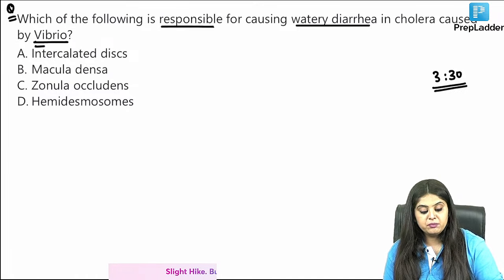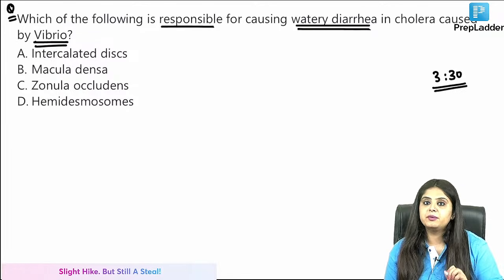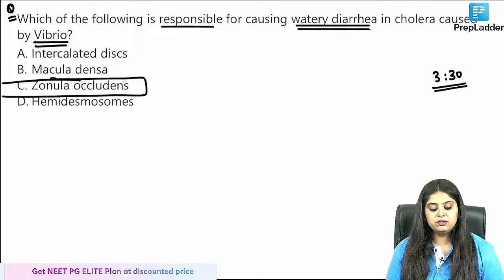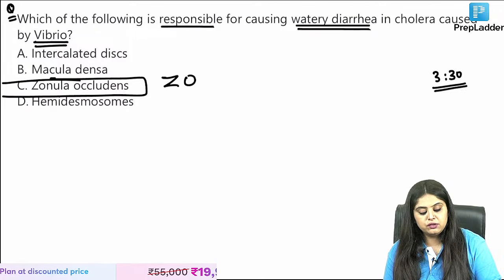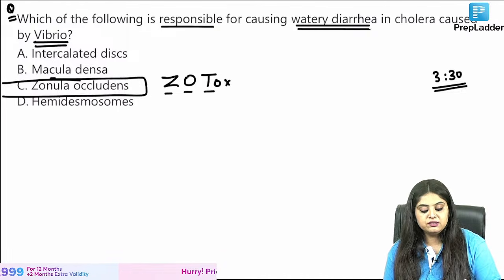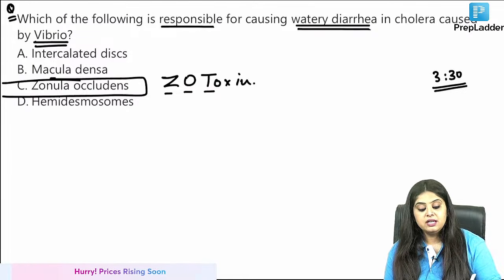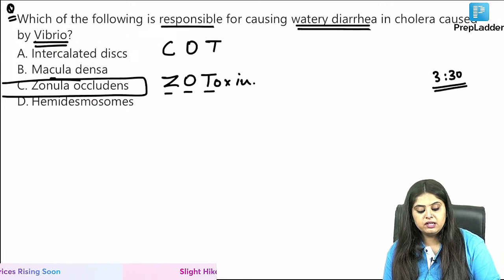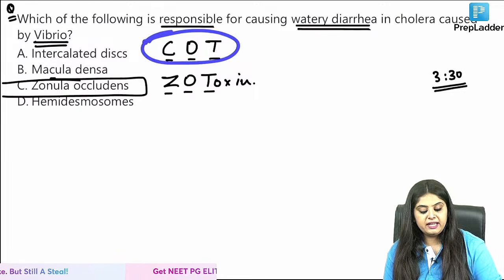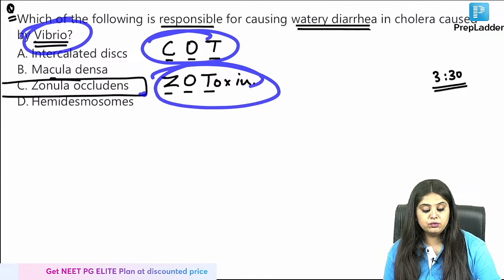Anyway, Vibrio means rice water stools, that much we know. How does it happen? Very good. Zona occludens. Okay, you are saying zona occludens. Which toxin? Zot toxin. Vibrio cholerae makes the zona occludens toxin. It makes another toxin, obviously known as cholera toxin. I mean, obviously it will make cholera toxin, because it's cholera. It also makes a zona occludens toxin.